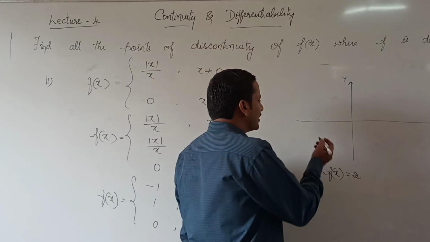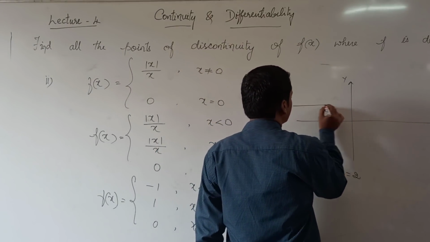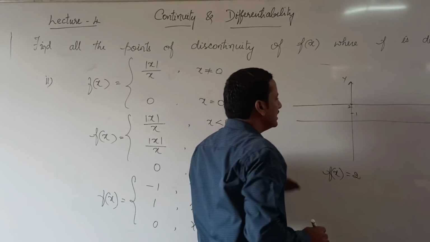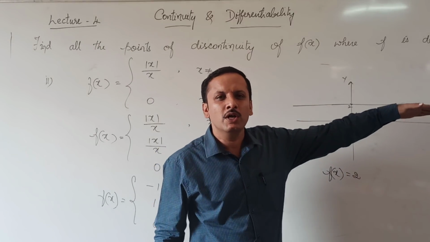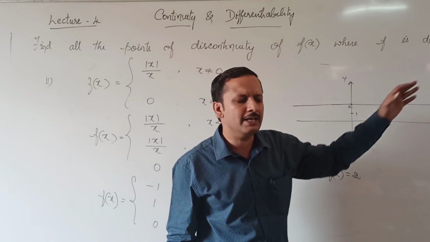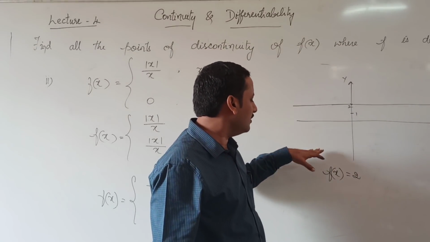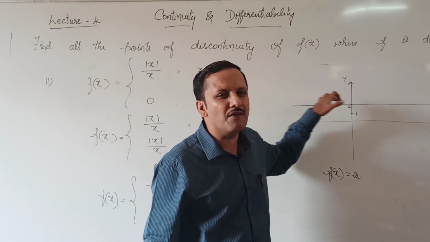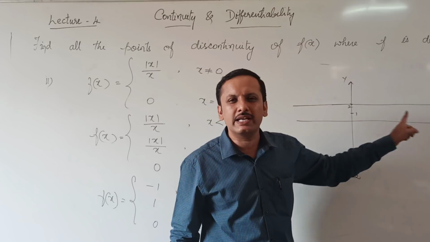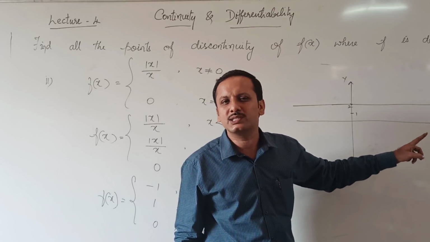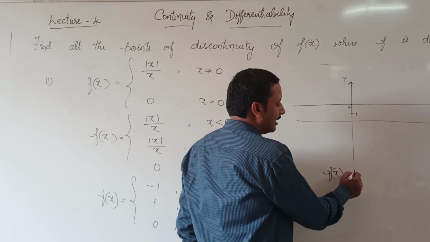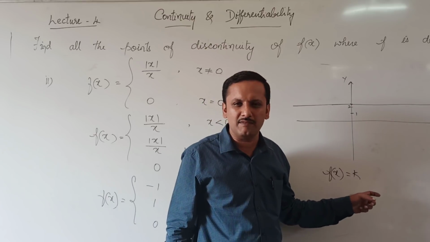So, the graph of this function looks like this. If I say this is 1 and this is 2, this is the graph of f of x equal to 2. It starts at minus infinity and ends at plus infinity. So, for all real values of x, f of x is defined as 2 itself. By looking at this graph, it is very obvious that it is continuous. You can replace this 2 by k, where k is any real number.